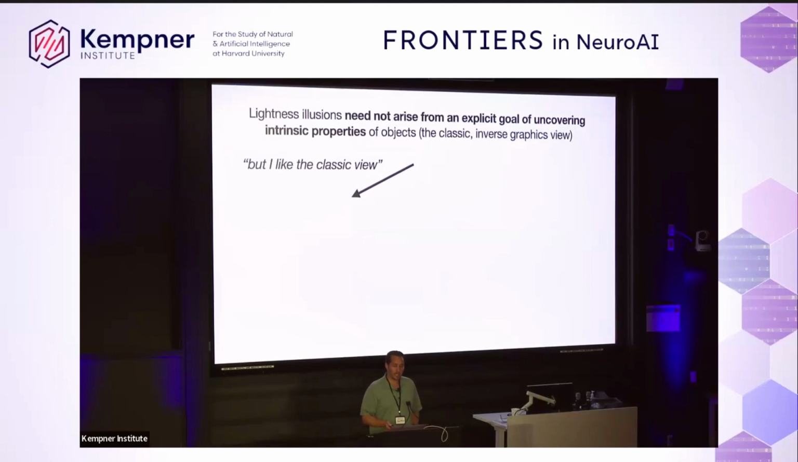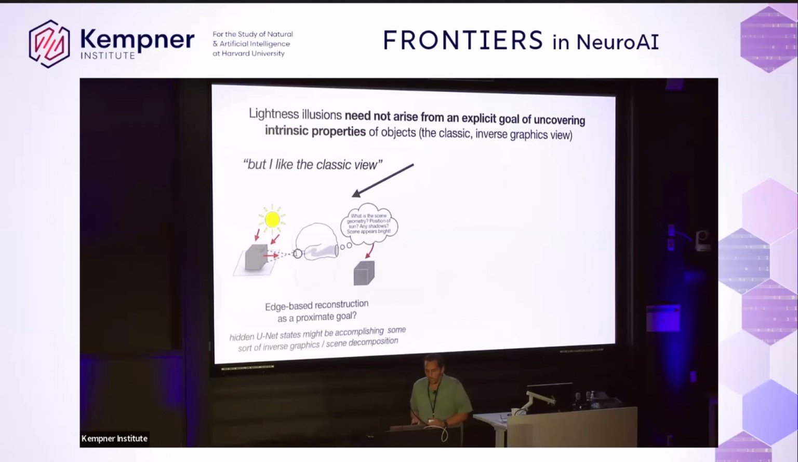So if you wanted to hold on to the classic view, one way to do it is think, well, maybe it's not explicitly decomposing the scene. Maybe this reconstruction task itself makes the visual system do that. So maybe if we could dig into the internals of the U-Net, it's effectively decomposing the scene into separate representations of light source and atmosphere, and the intrinsic properties of the objects in the scene. It's possible. Maybe a simpler idea, though, is that maybe this is it.